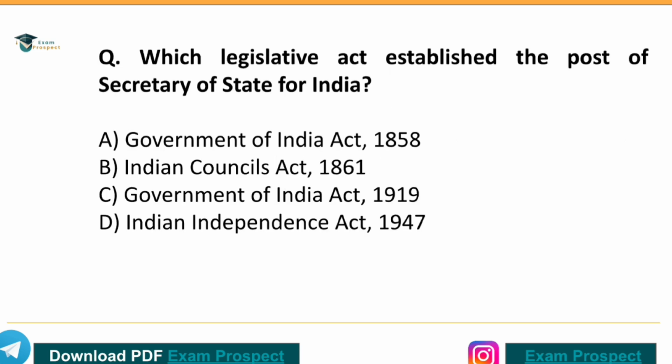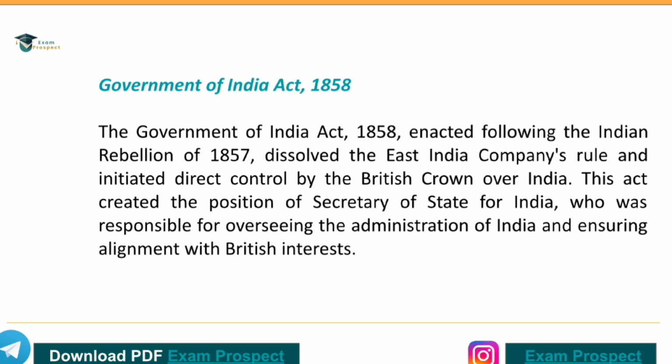Next question, which legislative act established the post of Secretary of State for India? Correct answer, option A, Government of India Act 1858. The Government of India Act 1858, enacted following the Indian Rebellion of 1857, dissolved the East India Company's rule and initiated direct control by the British Crown over India. This act created the position of Secretary of State for India, who was responsible for overseeing the administration of India and ensuring alignment with British interests.